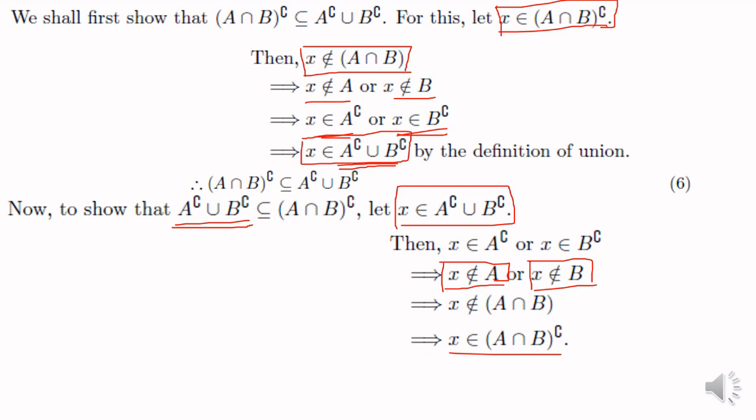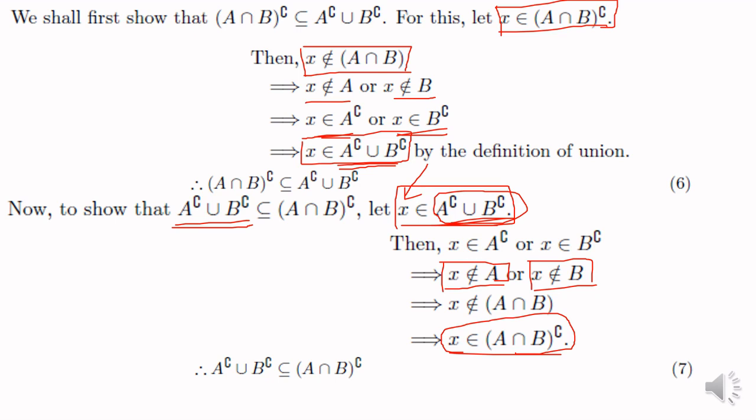Okay. So we have started by saying that X is an element of A complement union B complement. Now what we got is that X is an element of A intersection B the whole complement. So from here we can say that A complement union B complement is a subset of A intersection B the whole complement. Take it as equation number 2. I'm taking it as 7.